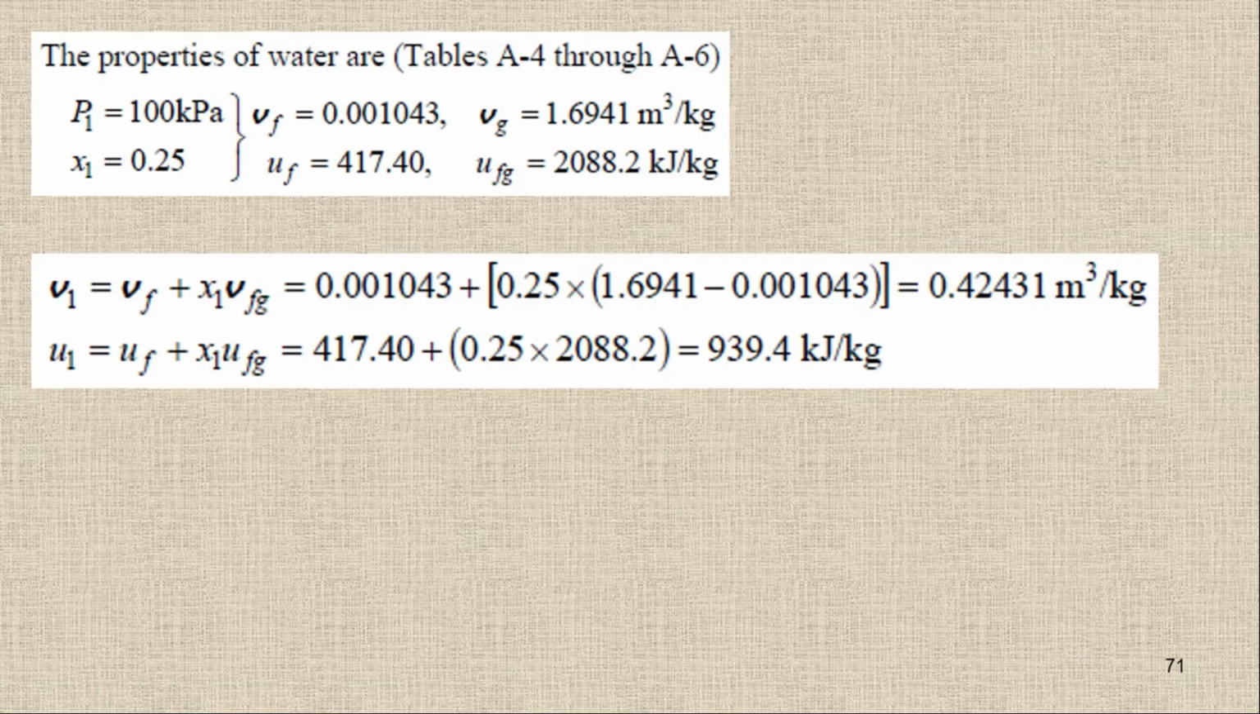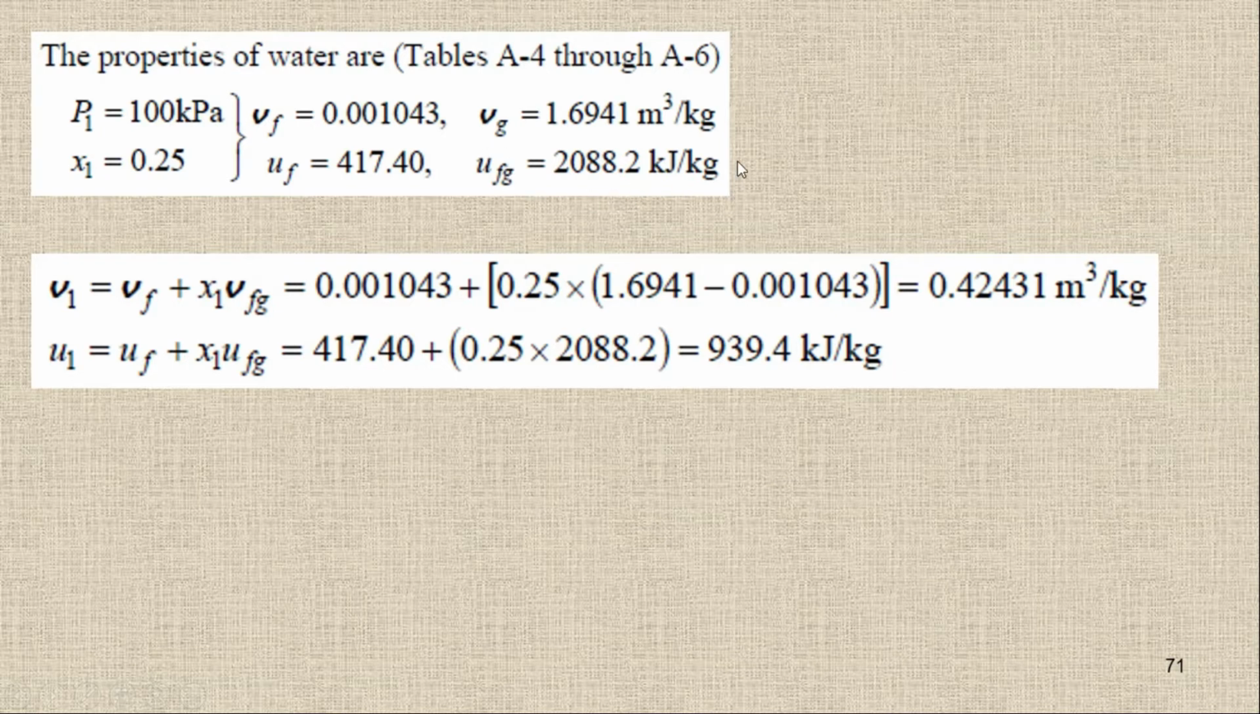In a similar way we can find U1 as well. The internal energy at point number 1 is simply UF plus X UFG. UF from the table is simply 417.40. So we have the UF value plus the X value times UFG. Right now we have the direct value of UFG.